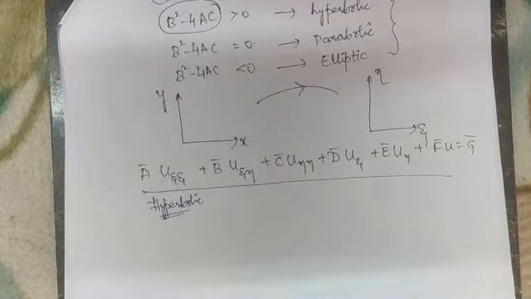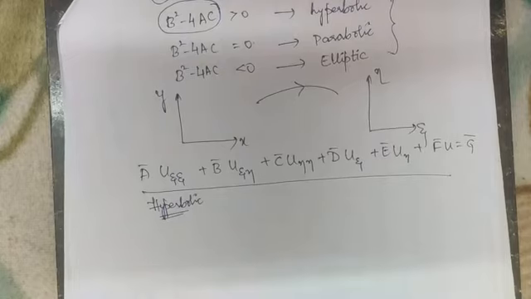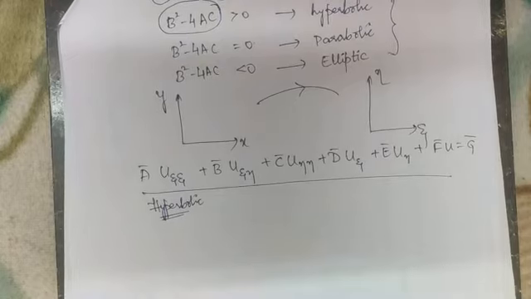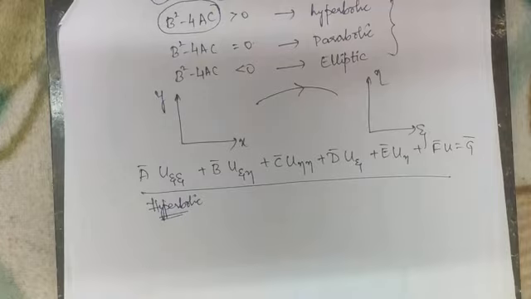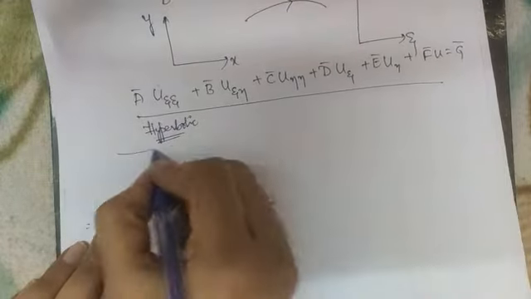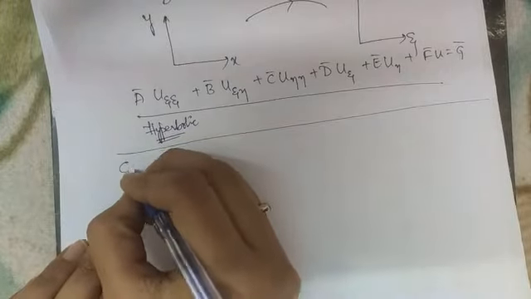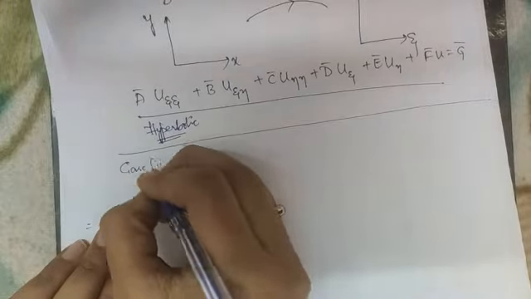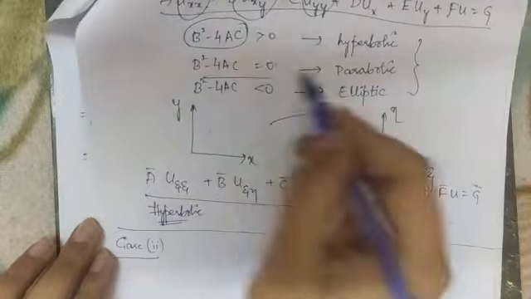So in this session let's consider the parabolic and elliptic cases, and we will derive the canonical form for those types of equations. Okay, so I will consider case 2. Case 2 is nothing but parabolic.